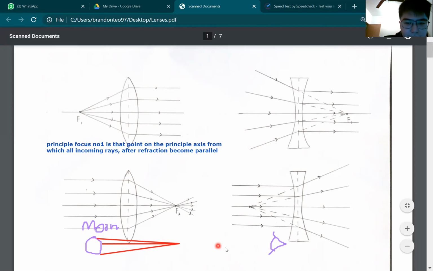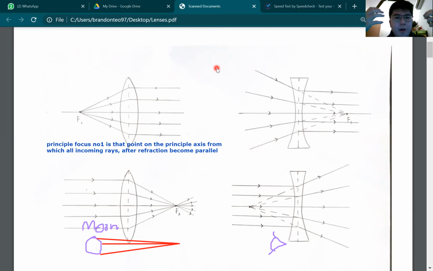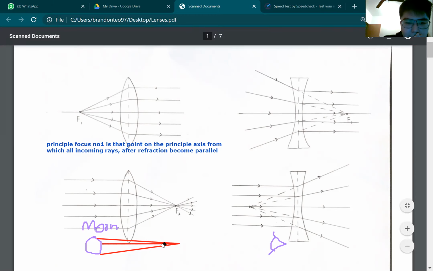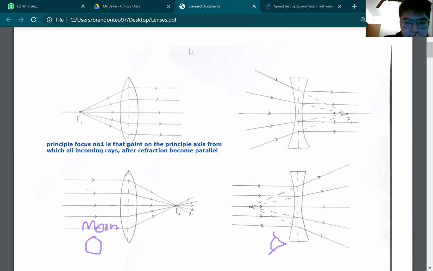Okay, so a converging ray, you cannot see it. A diverging ray, you also cannot see it because it's spreading outward, and by the time it reaches your eyes, the light intensity is already gone. So you cannot see it. Only a parallel light ray, you can see it because it can travel very far. So light coming from the moon is parallel and enters your eye.